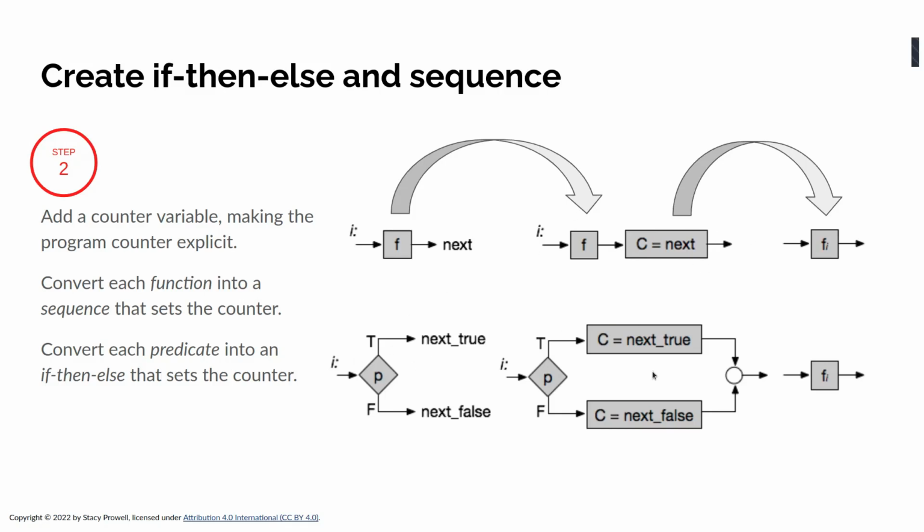For predicates, I turn them into if then elses. When it's true, this is the label of the next node in the sequence. When it's false, this is the label of it. And I just set the counter equal to whichever one of those it is. And then I gather back together over here and go out. So now I have an if then else, a little proper structured subprogram, which I can think of as a single node if I want to, because again, single entry, single exit. The whole advantage of doing this is you can treat them as a thing all by itself. Once I've done this for all my function and predicate nodes, and that's all I have, I've done step 2.